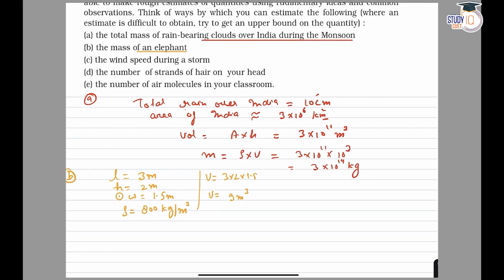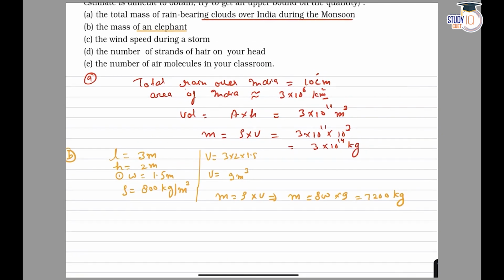So from this we can find the mass of elephant, as mass is equal to density into volume. So this implies that the mass of elephant comes out to be density, that is 800, into volume, that is 9 meter cube. So this is roughly 7200 kg.